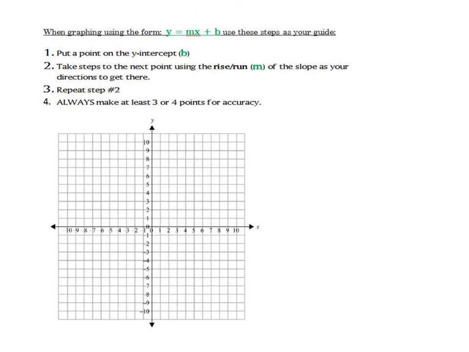Here's another example. Y equals -2/5 x plus 3. In this equation, b is equal to +3, and my slope is -2/5.